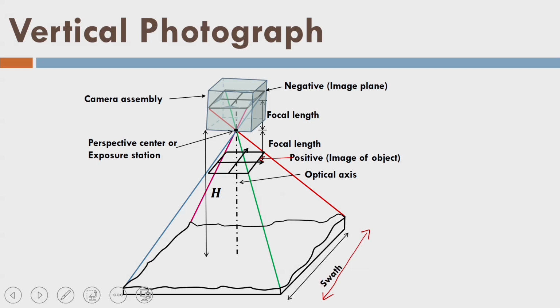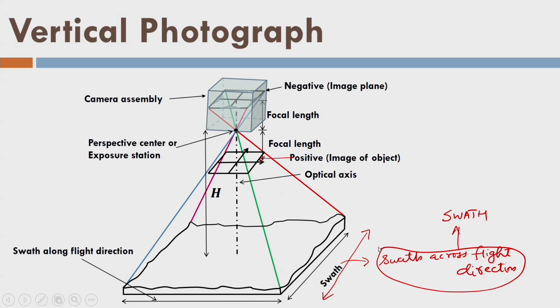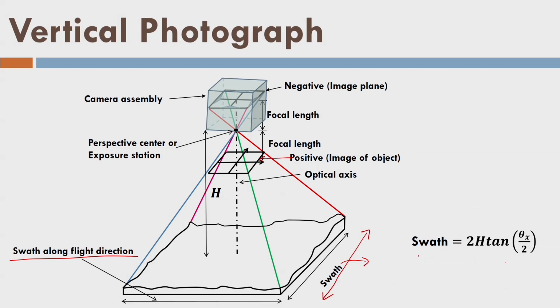So, that is swath. What about this distance? This is also called swath, but swath along the flight direction. So, this is the swath across the flight direction, and generally we do not write across the flight direction. So, this is called swath, the whole term. Whenever you want to specify this swath which is along the direction, you have to specify like that. Okay. So, now I can write that swath is equal to 2h tangent of theta x by 2.